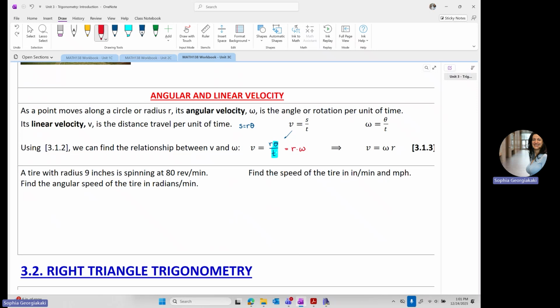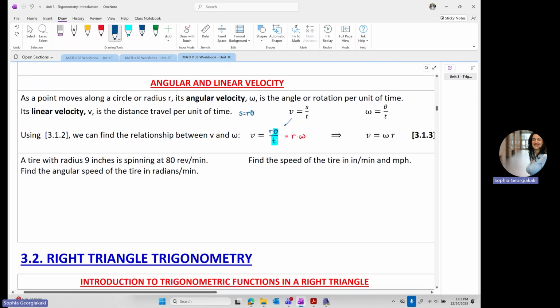So let's solve a problem that involves a lot of transformations in ratios. A tire has a radius of 9 inches and is spinning at 80 revolutions per minute. This is one ratio. I do want to draw your attention to another ratio that you should know, that you should generate yourself, and that is that one revolution is the same with 2 pi radians. So find the angular speed of the tire in radians per minute.